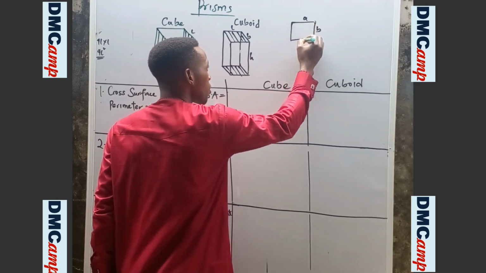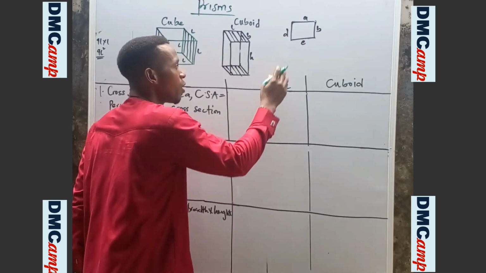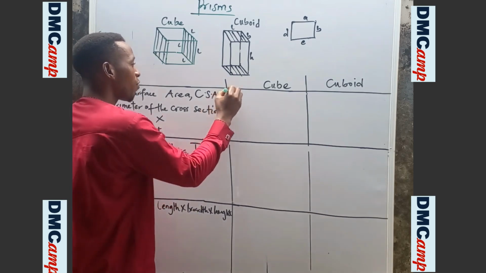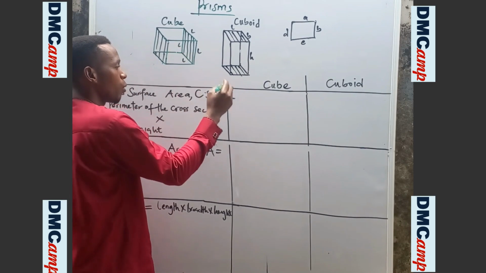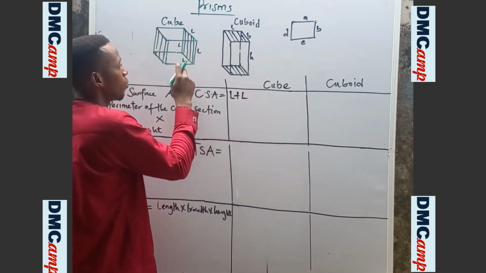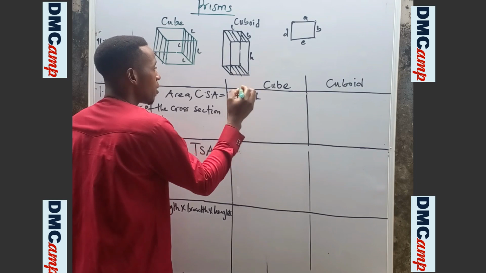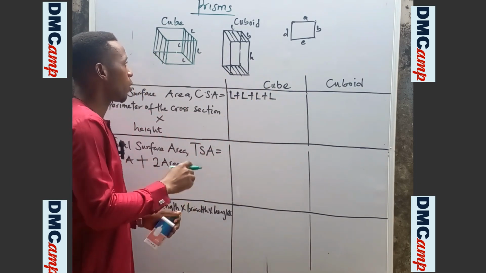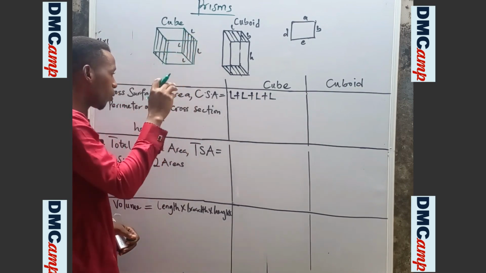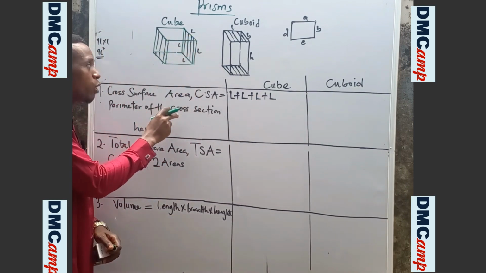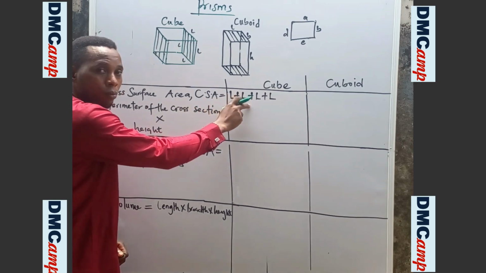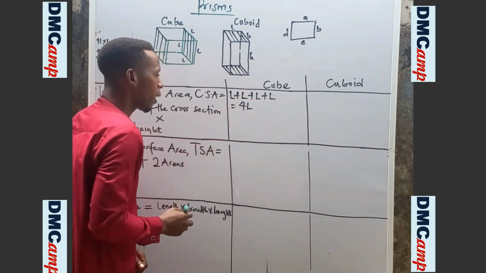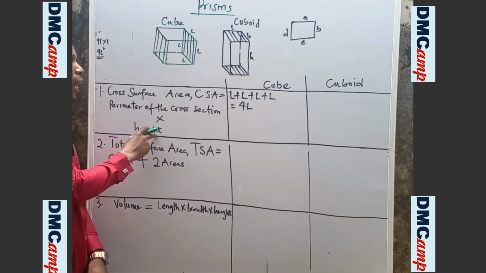This plus this plus this and plus this. Since all the sides are equal, we are going to have L, length, plus another length, plus another length, plus another length. I'm considering the face of 1 because the formula says the perimeter of the cross section, and this will give us 4L.